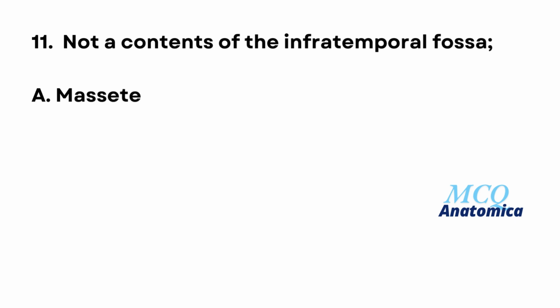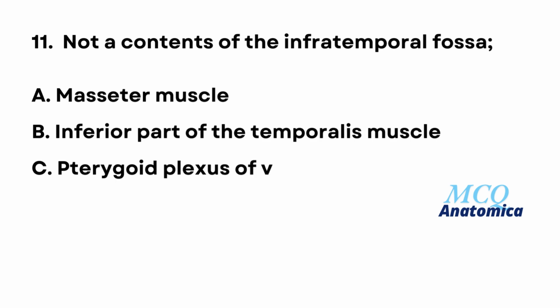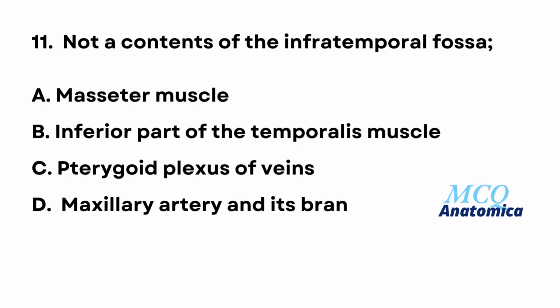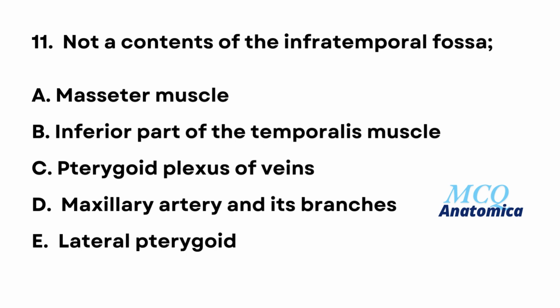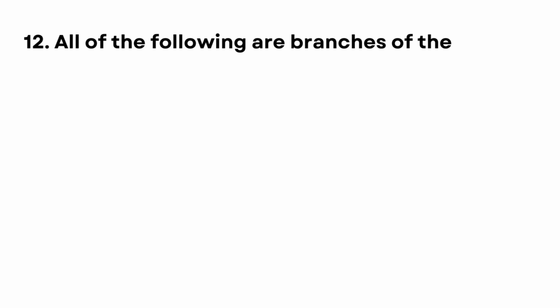11. Not a content of the infratemporal fossa. A. Masseter muscle. B. Inferior part of the temporalis muscle. C. Pterygoid plexus of veins. D. Maxillary artery and its branches. E. Lateral pterygoid. The answer is A. Masseter muscle.